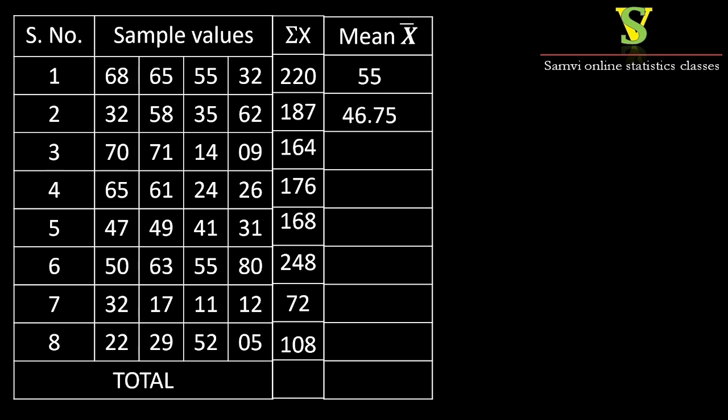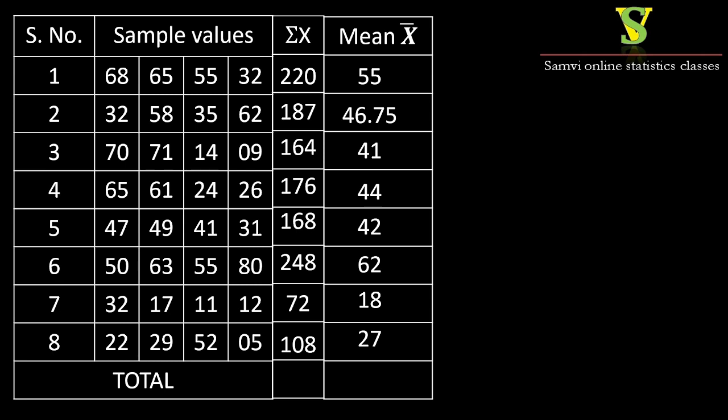187 divided by 4 gives 46.75. 164 divided by 4 gives 41. 176 divided by 4 gives 44. 168 divided by 4 gives 42. 248 divided by 4 gives 62. 72 divided by 4 gives 18. 108 divided by 4 gives 27.